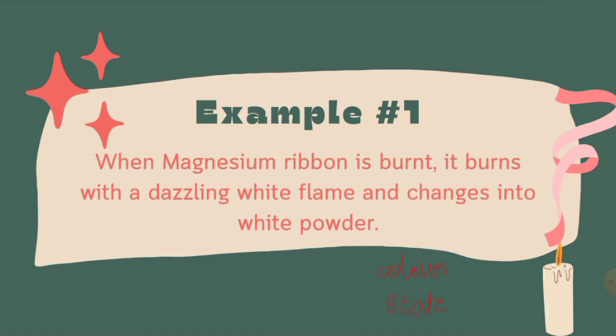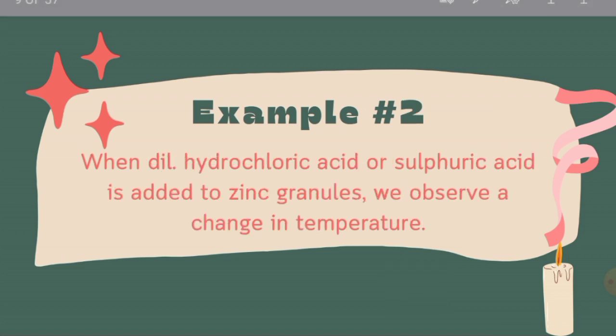Now we will see another example, which is example number 2. Here we are just going to take one beaker. In this beaker, first you will add zinc granules. Assume this to be zinc granules. Here you add either HCl or H2SO4, either hydrochloric acid or sulfuric acid. What you observe is a change in temperature. When you touch it, you will feel some hotness. So here we are able to see a temperature change, and also there will be evolution of gas. Hydrogen gas will be evolved in this particular reaction.